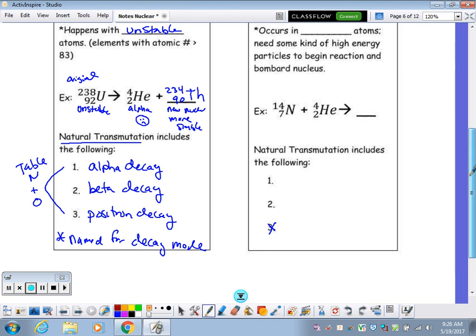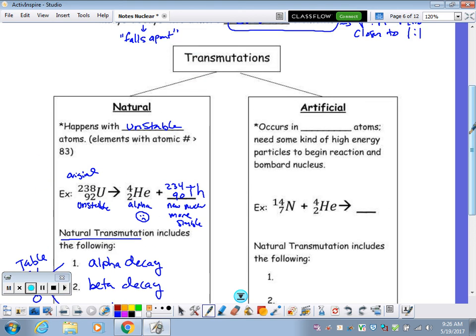On the other hand, artificial transmutations. These do occur with already radioactive unstable isotopes, but since they're artificial, they can also be forced to occur in stable atoms. Okay? Since it's artificial, I want to put the word forced. This is more of a forced process. So they require some sort of high energy particles to begin the reaction and bombard the nucleus.